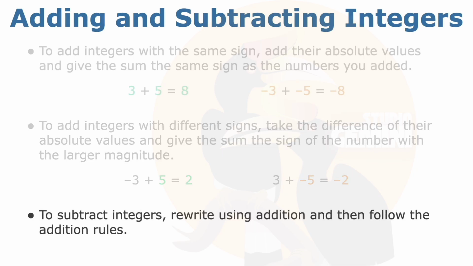What about subtraction? Well, for a subtraction problem, just rewrite it as addition, and then follow the addition rules. Remember that subtracting a number is the same as adding its opposite. So if we had 3 minus 5, we would rewrite this as 3 plus negative 5, and then follow the same rules as above. Or if we had 3 minus negative 5, we would rewrite this as 3 plus 5. Great! Let's try some examples with adding and subtracting integers.